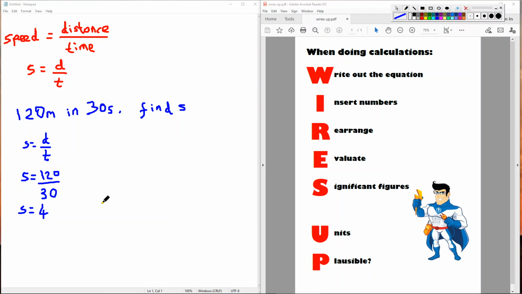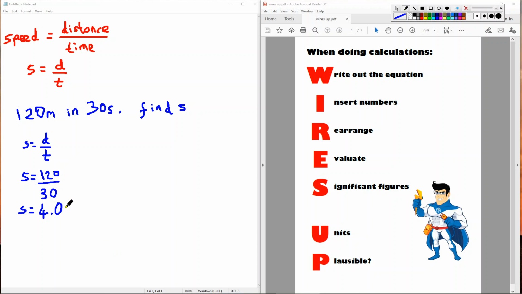Significant figures. So in a lot of cases, you'll end up with answers that are recurring decimals or have a lot of further significant figures. And we want to make sure we round those to the same number we're given in the question. So here, 120 is potentially 3 significant figures. 30 is potentially 2 significant figures. So I'm going to give this answer to 2 significant figures. So 4.0, I'm going to say.